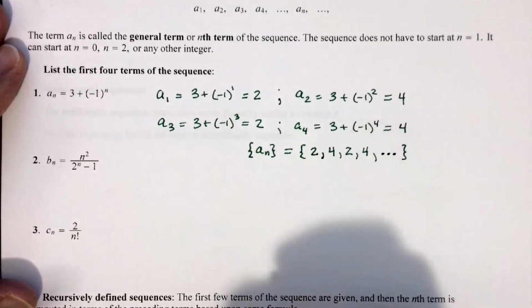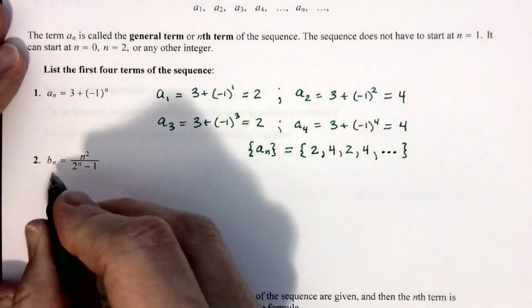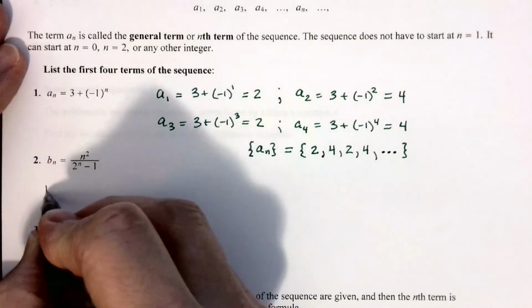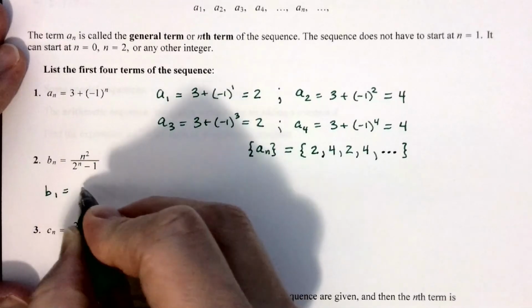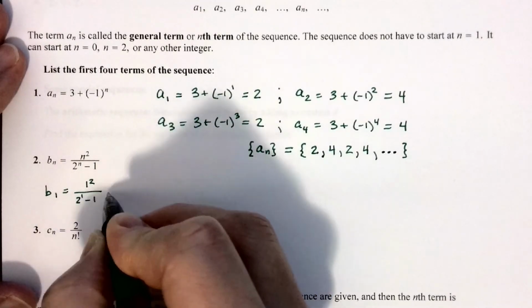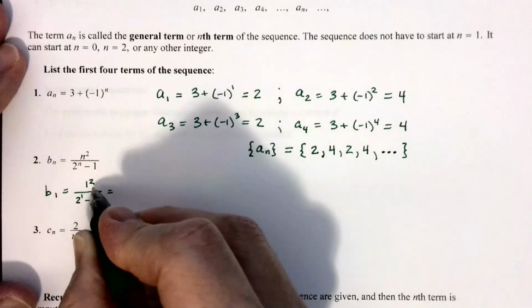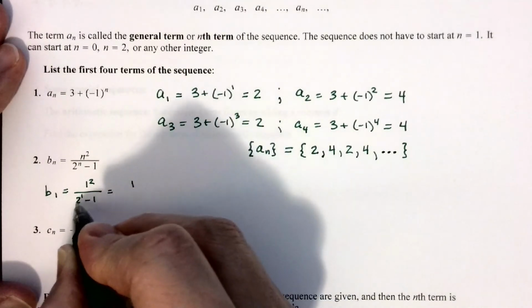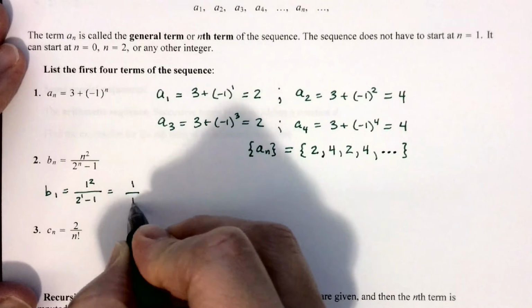All right, so let's take a look at the B sequence here, b sub n. So again, real easy now. We're just plugging in and evaluating. n is 1, and I get 1 up top. 2 to the first is 2. 2 minus 1 is 1. And I get 1.